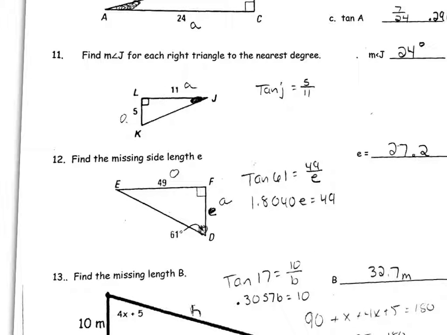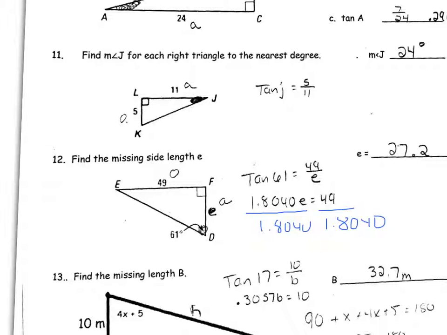So finding the missing side length E, it is right here. So I found the angle that I was talking about, 61, and I labeled my sides. And this was also tangent because it dealt with opposite and adjacent. So this work is what I need to see. So the tangent of 61 is, and I put 49 over E. And then I looked at the table to get the decimal. And then the last step is solving the equation in which you have to divide to solve for E. So E was 27.2.